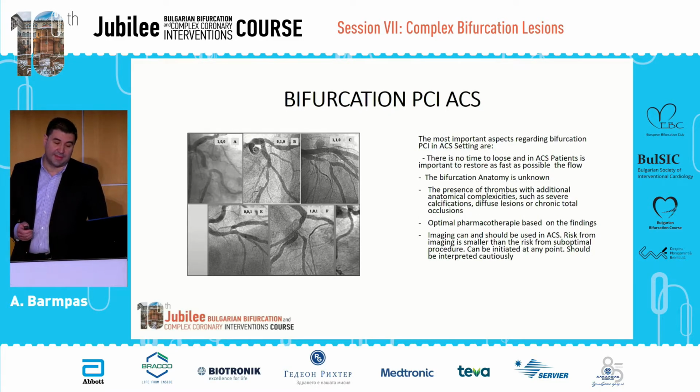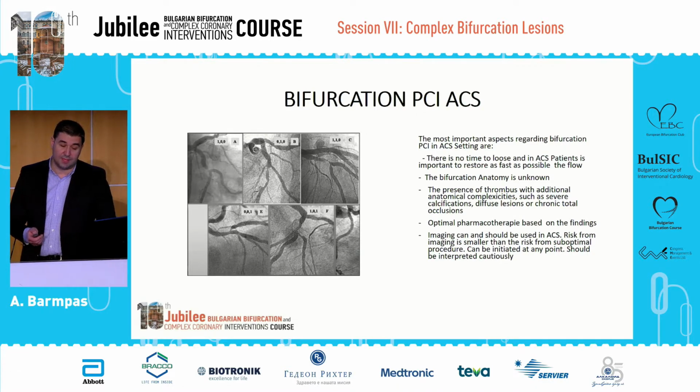The most important aspects regarding bifurcation PCI in the acute coronary syndrome setting are: there is no time to lose, and in ACS patients it's important to restore flow as fast as possible. The bifurcation anatomy is unknown. There is the presence of thrombus with additional anatomical complexities such as severe calcification, diffuse lesions, or chronic total occlusions. Optimal pharmacotherapy is based on the findings. Imaging can and should be used in ACS. The risk from imaging is smaller than the risk from a suboptimal procedure, it can be initiated at any point, and it should be interpreted cautiously.